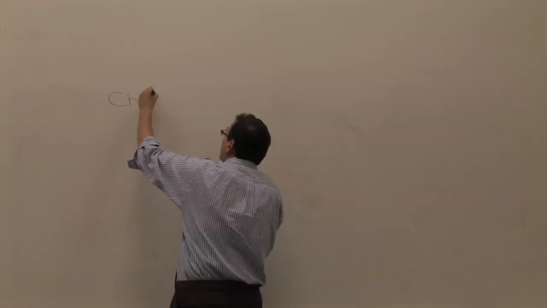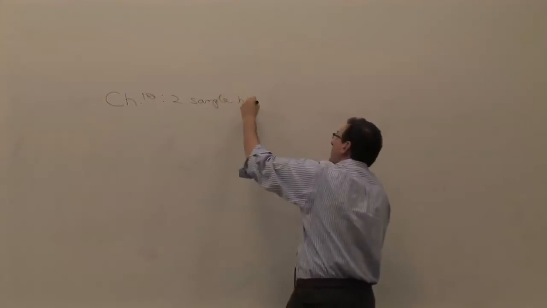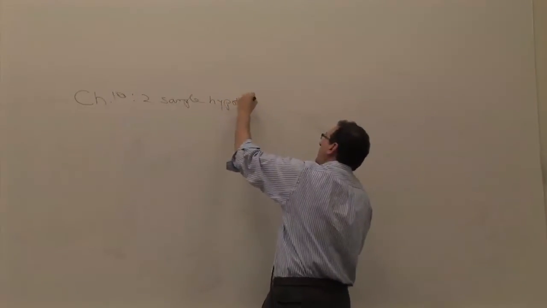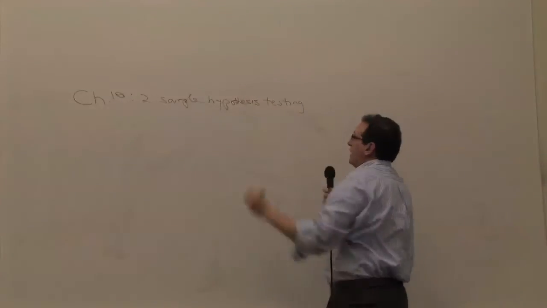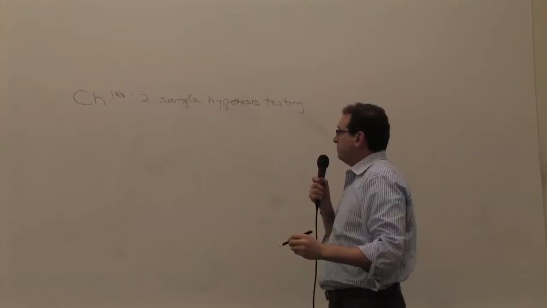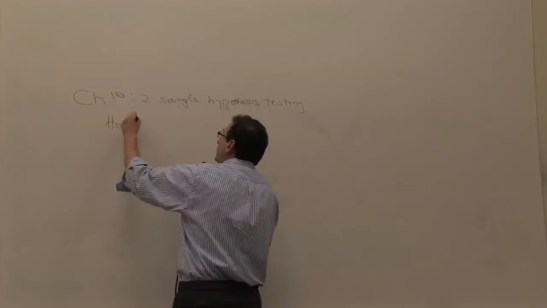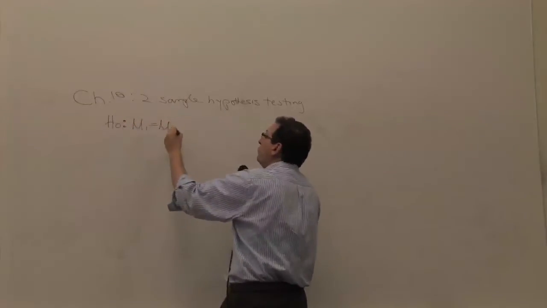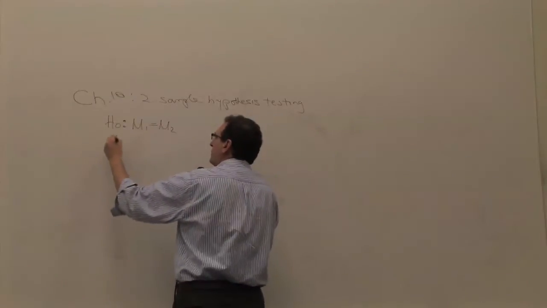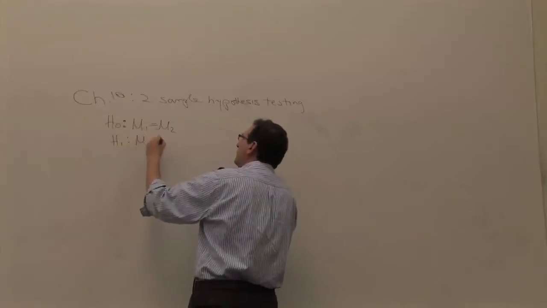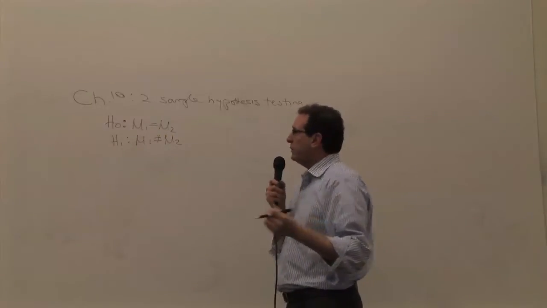Continuing chapter 10, which is two-sample hypothesis testing. Last time we worked out an example, which is really typical of all the examples in the chapter, of comparing two groups. I'm not sure if we did an actual example. H1: mu1 not equal to mu2, which means the two groups are different in terms of their averages, of course.